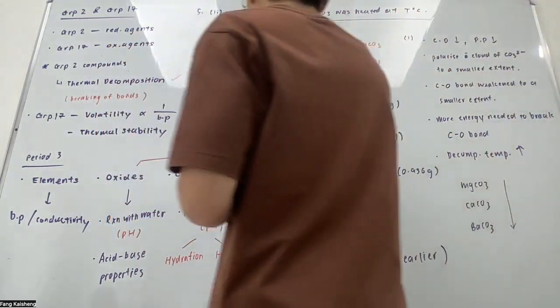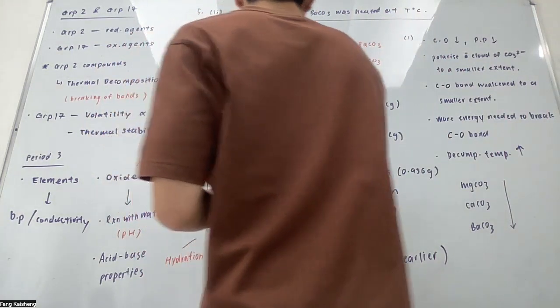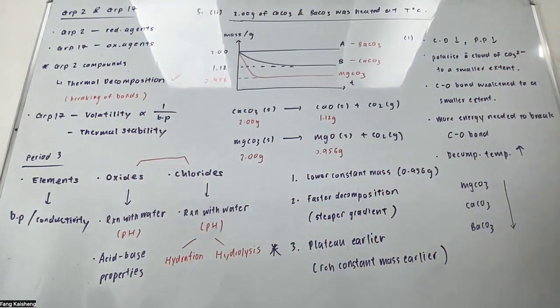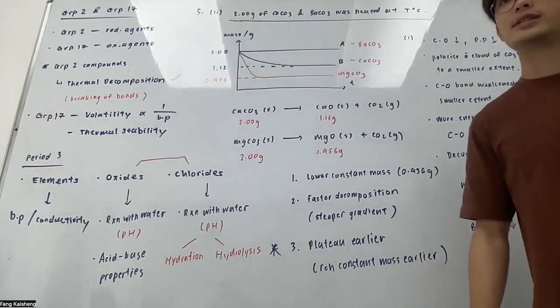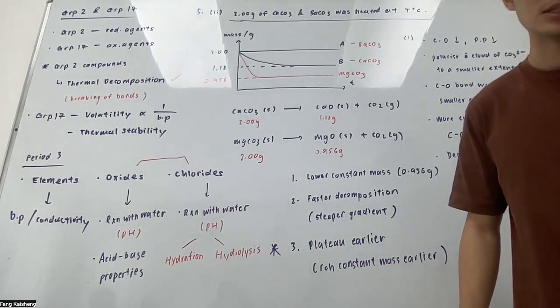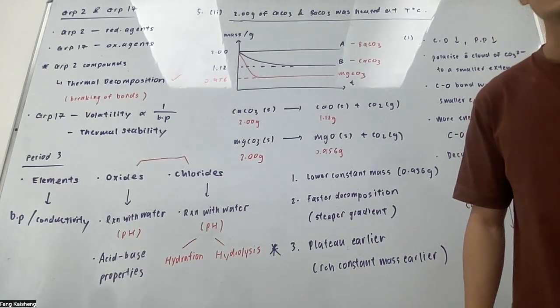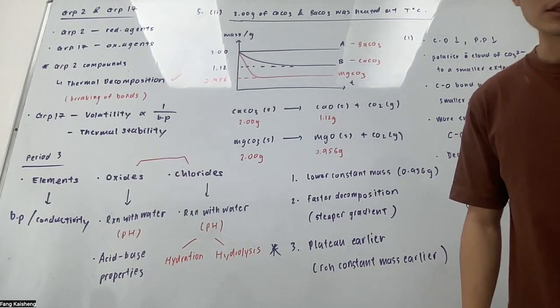It's very clear right now that it reaches constant mass a lot earlier than graph B. Make it as steep as you can, such that you can achieve this effect. Third point, very important. I need y'all to have these three features now. We'll practice one more of this question afterwards. Okay? Any questions here?